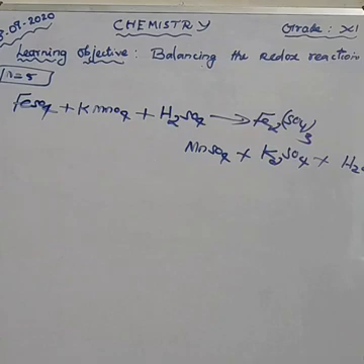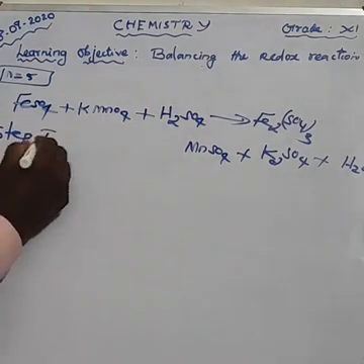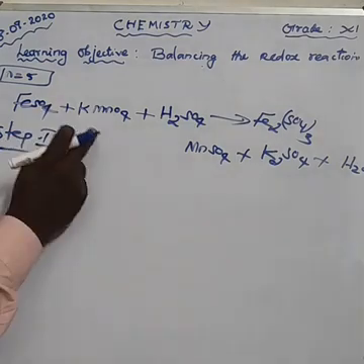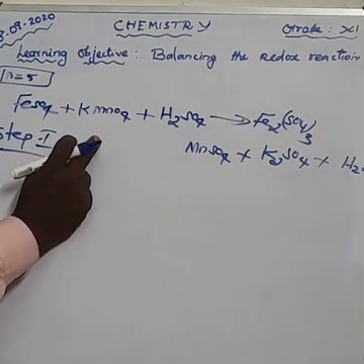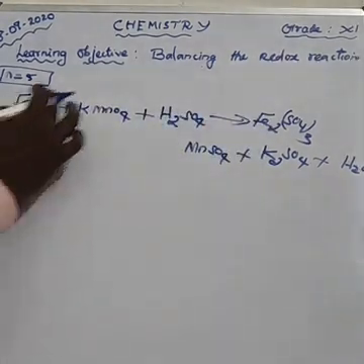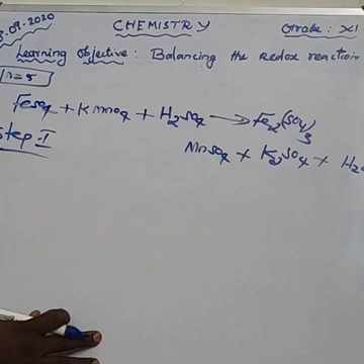As per step 1, how are we going to balance the equation? First of all, identify the reactions which undergo oxidation and reduction. That is step 1. First we should find out the oxidation numbers for ferrous sulfate and ferric sulfate.